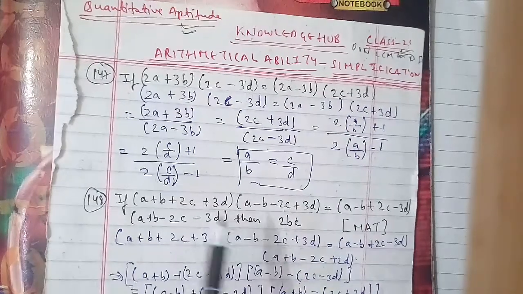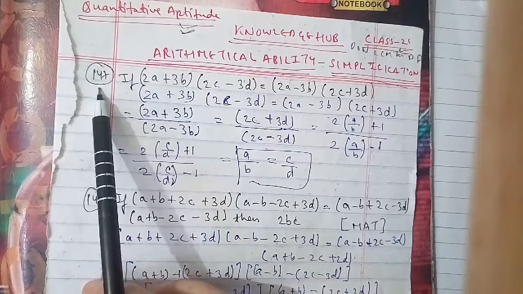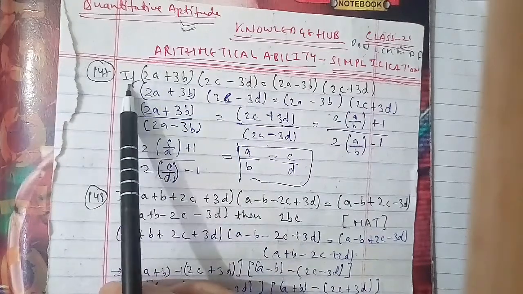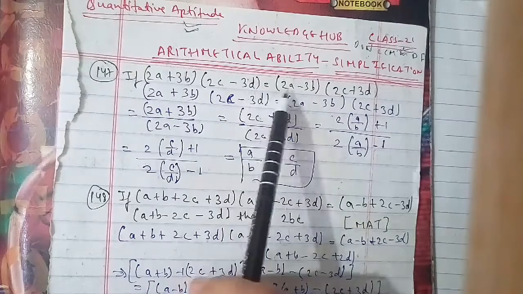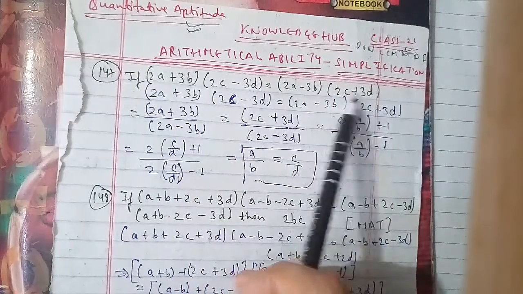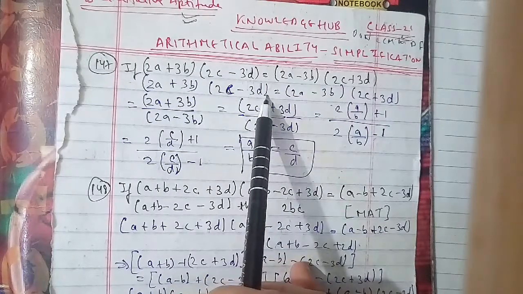Today we start with the 147th question of the session. The 146th question we had done in the last class. The question is, if (2a plus 3b)(2c minus 3d) equals (2a minus 3b)(2c plus 3d), that is, (2a plus 3b) over (2a minus 3b) equals (2c plus 3d) over (2c minus 3d).